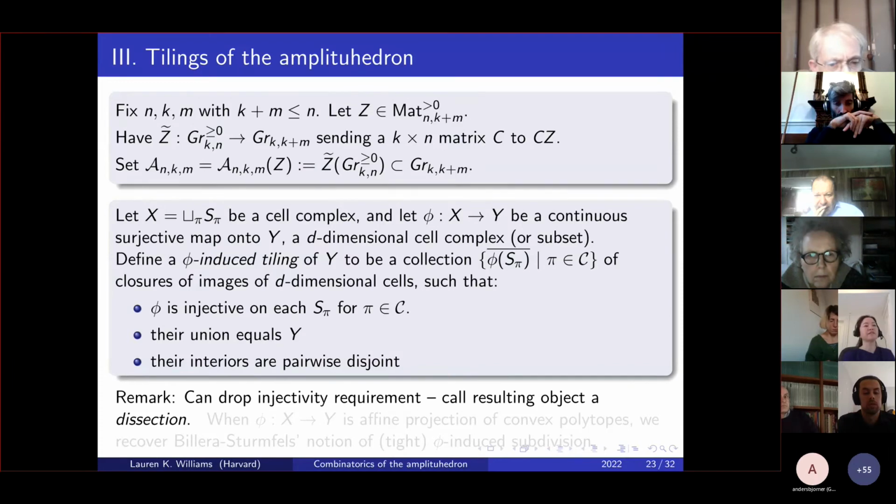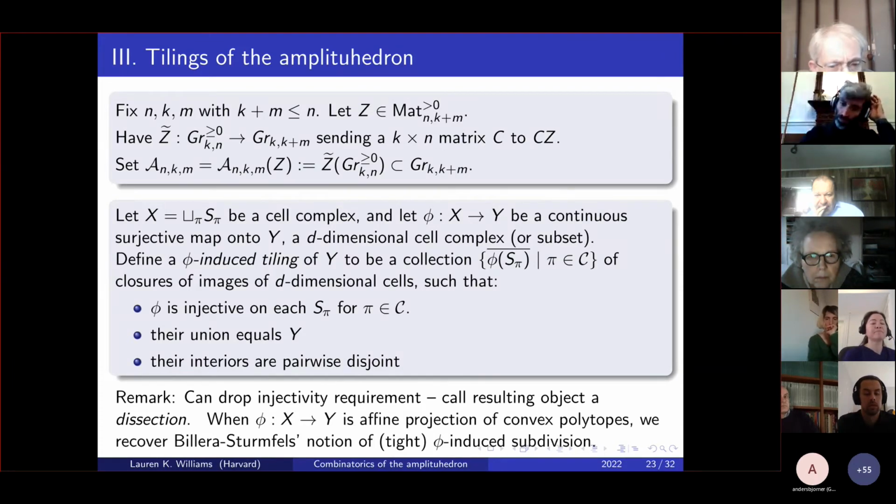Perhaps we want to drop the injectivity requirement. Let me just point out that if phi is an affine projection of convex polytopes, then this definition above is exactly Billera-Sturmfels's notion of a tight phi-induced subdivision. Okay, so this is a reasonable definition which generalizes the notion of phi-induced subdivisions for polytopes.